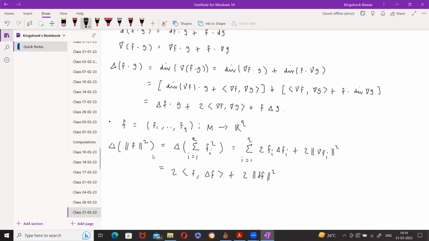Okay. So that's our formula for the Laplacian of norm f squared. So now we can come to the proof of the proposition.